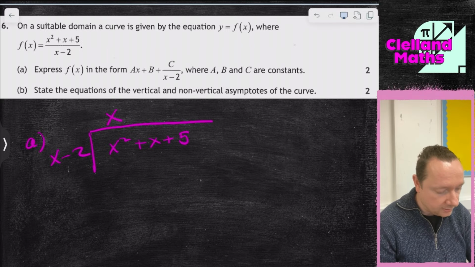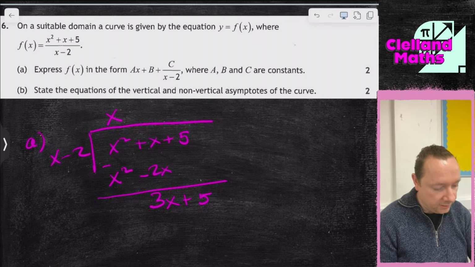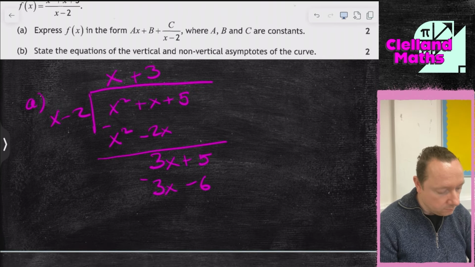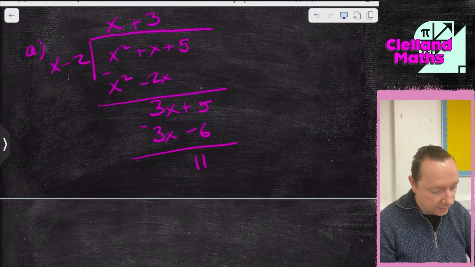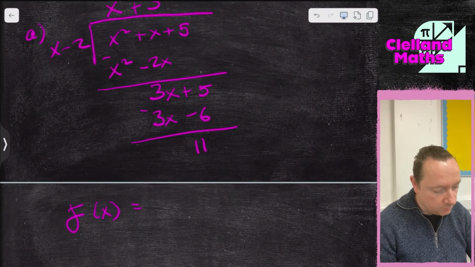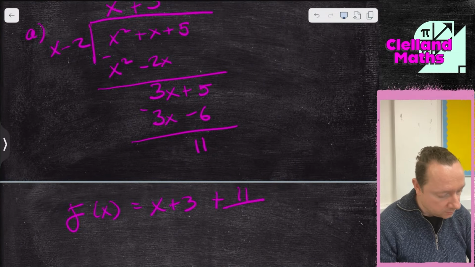x goes into x squared x times. That gives me x squared when I multiply out, minus 2x. Take away. x minus 2x is 3x. And then I've still got the plus 5 hanging about for the ride. Now I go in again. x into 3x is 3. That gives me 3x minus 6. Take away. That gives me 5 minus 6, which is 11. So that means that f of x is equal to my quotient, x plus 3, plus my remainder, 11, which is over x minus 2.